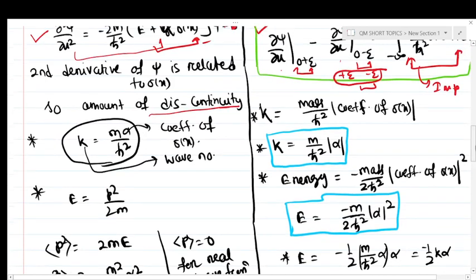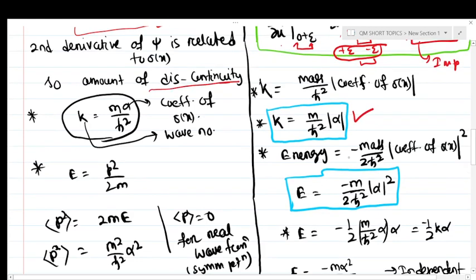Okay, so k equals m alpha by h squared, and how do we get it if the other potential coefficient is given? See, we can write k equal to m by h squared into the coefficient of delta x mod. Keep in mind, and similarly energy can be found out if the alpha coefficient of delta x is given, that is minus m by 2 h squared alpha mod square. Okay, this is the important thing.